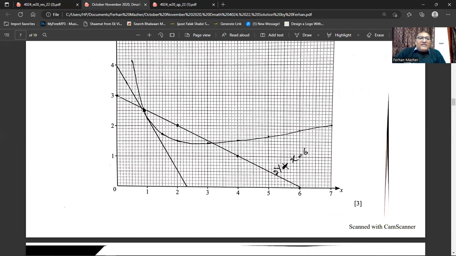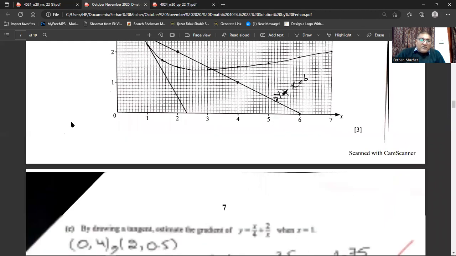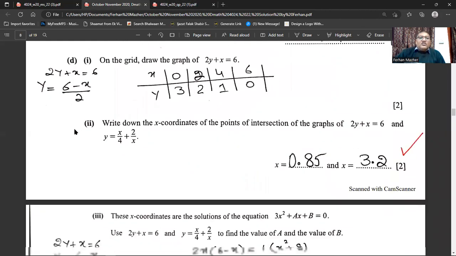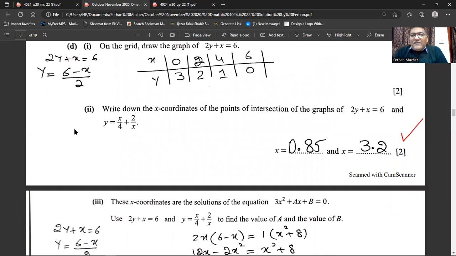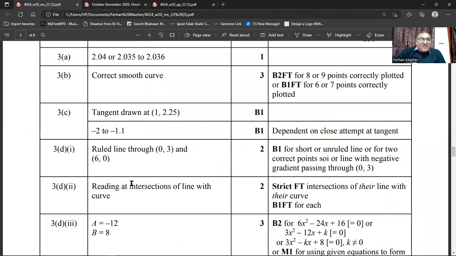We will note down what is the value of the x here, and we will check what is the value of the x here at the point of intersection. So these values are 0.85 and 3.2. So let's check. Reading at the intersections of the line with the curve. So our answers are right.